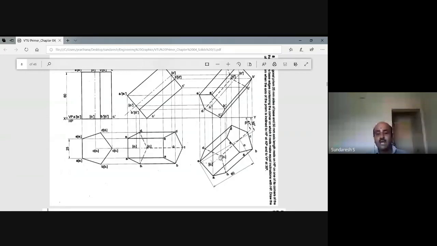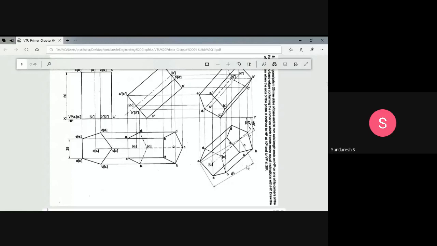You cut the axis, that is the 30 degree line, with the radius equal to 60 millimeter. Then you mark the point as O1. From that point O1, draw the locus line. How do you draw the locus line? That locus line should pass through that point O1 and it should be parallel to the XY line. Draw a convenient length for the locus line.